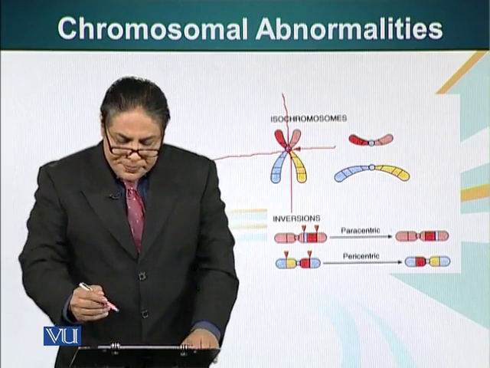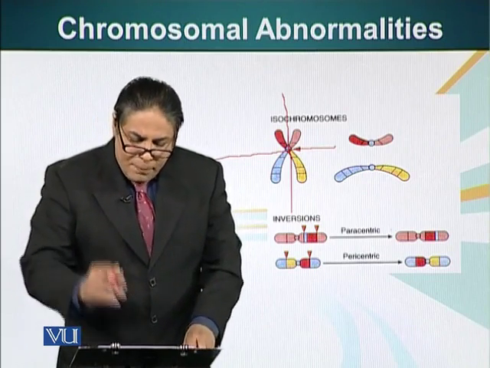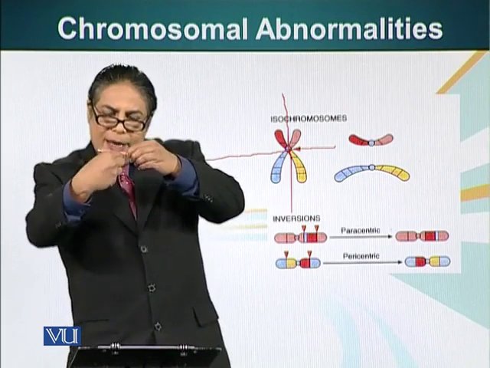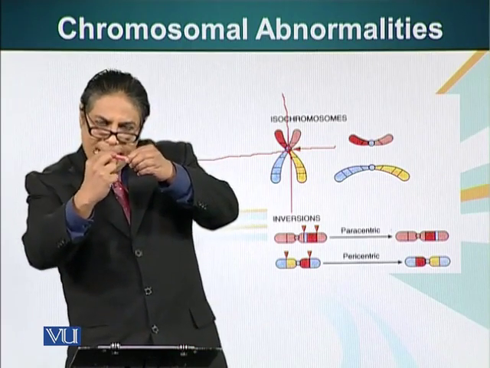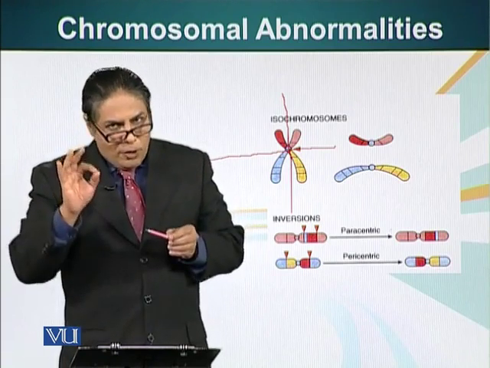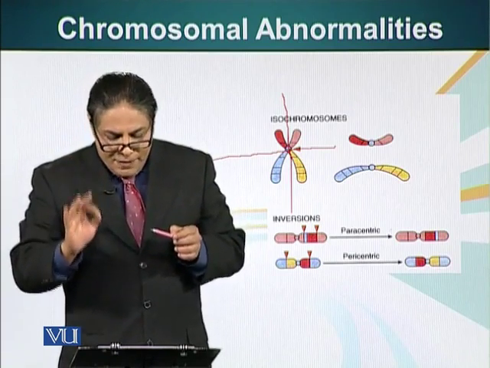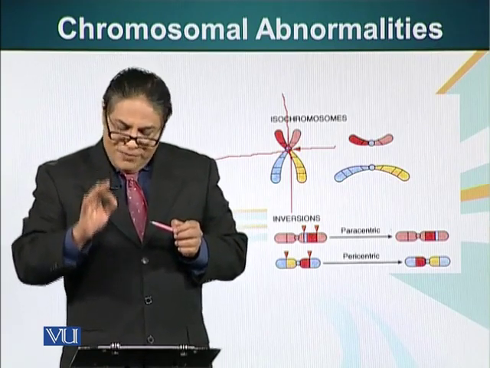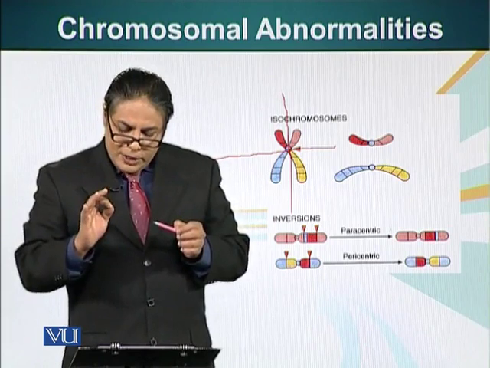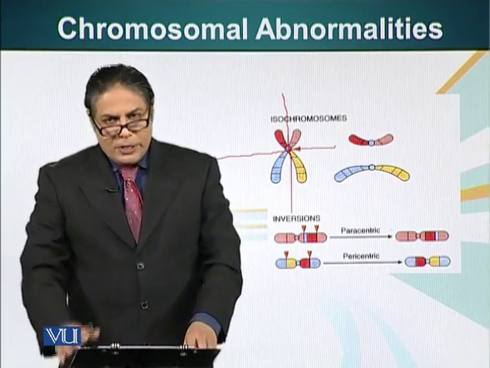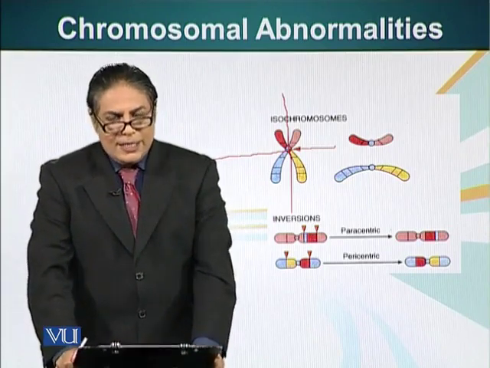There are inversions. Lastly, we have a chromosome where a little piece breaks, inverts 180 degrees, and then fuses again with the chromosome. This is the inversion. If it involves the centromere region, it will be a pericentric inversion. If it does not involve the centromere region, it will be a paracentric inversion. So we will continue our discussion of cytogenetics in the next module.